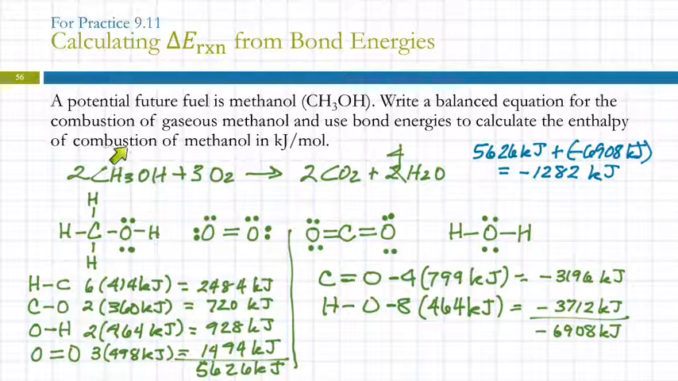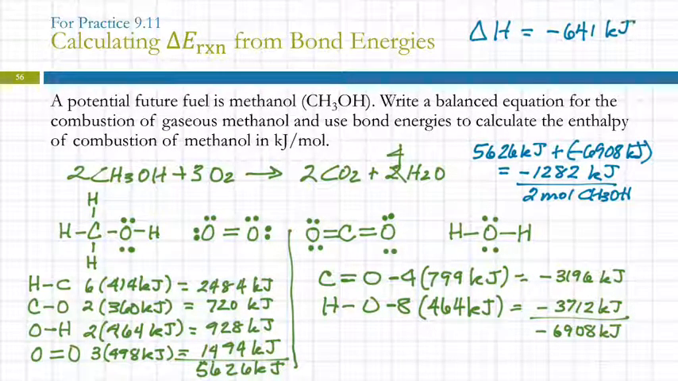This is asking for enthalpy of combustion of methanol in kilojoules per mole. Kilojoules per mole of what? Probably the methanol, right? We're talking about burning the methanol. We're wondering, how many kilojoules do I get for every mole of methanol? So this amount of energy is released when how many moles of methanol burn? 2. So I need to divide this by 2 moles of methanol. So negative 641 kilojoules per mole.